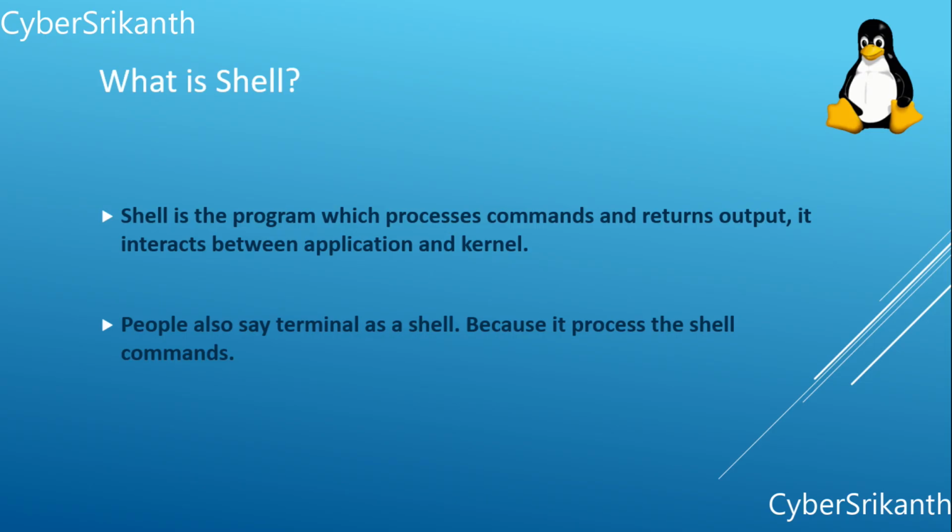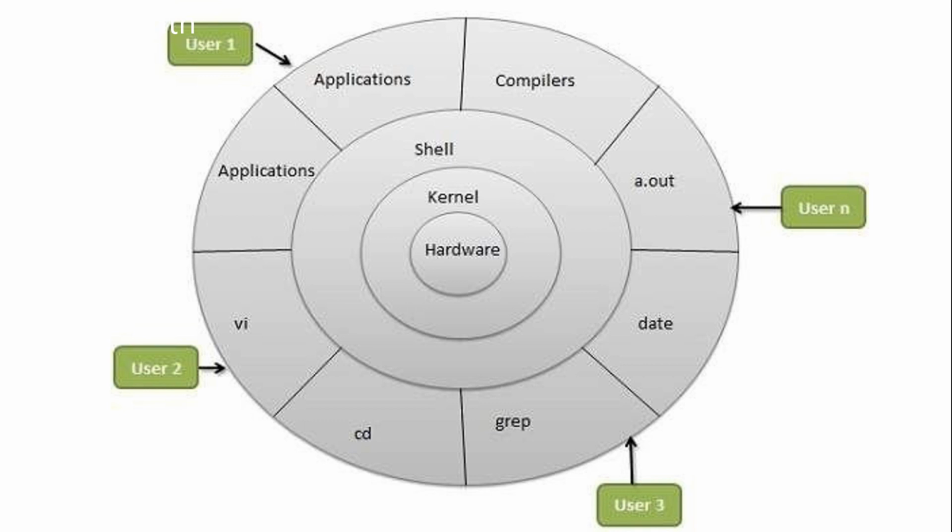A shell is the program which processes commands and returns output. It interacts between the application and the kernel. People also call the terminal a shell, because it processes the shell commands. All these components make a Linux operating system. An operating system consists of applications, shell and kernel. The kernel directly communicates with hardware, the shell communicates with the kernel, applications communicate with the shell, and users communicate with applications. I hope you understand the basic structure and working of the Linux operating system.